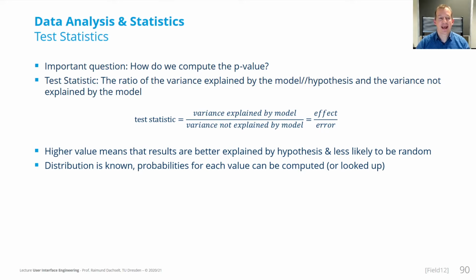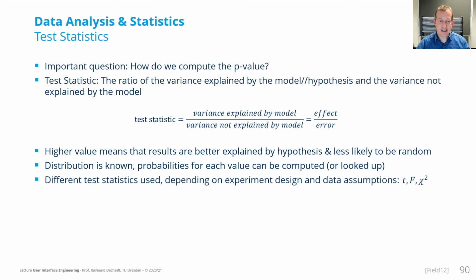I wanted to say, if the distribution is known, the probabilities for each value can be computed, or of course they can also be looked up. So basically we can use different test statistics, and this depends very much on the experiment design and the data assumptions. For example, normal distribution or not normal distribution, which is important for parametric tests, for example.